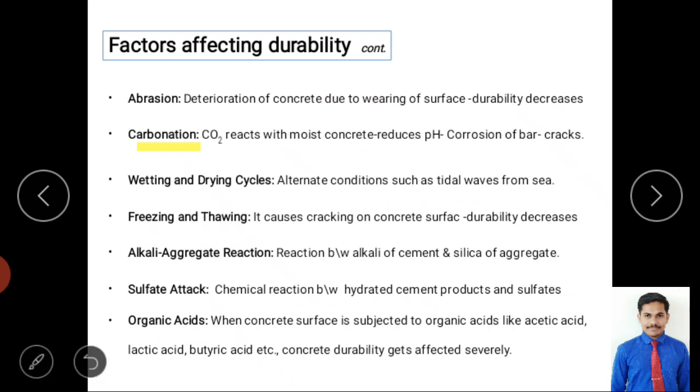So next is carbonation. Carbonation means what? We have CO2, carbon dioxide, in the environment, right? So when carbon dioxide is there in the environment, it will react with the cement particles. When concrete is in a moisture condition, it will react with the carbon dioxide. So then the pH reduces. When we have an interaction between atmospheric carbon dioxide and moist concrete, it reduces the pH. So when the pH is reducing, it causes the corrosion of the bars.